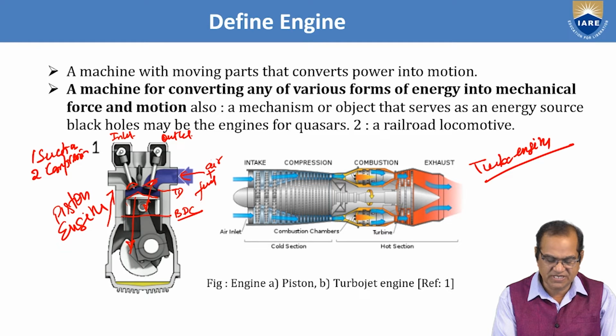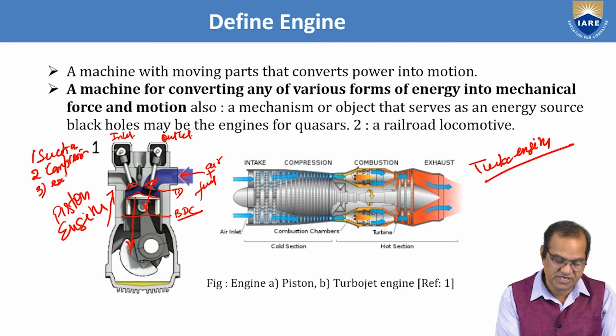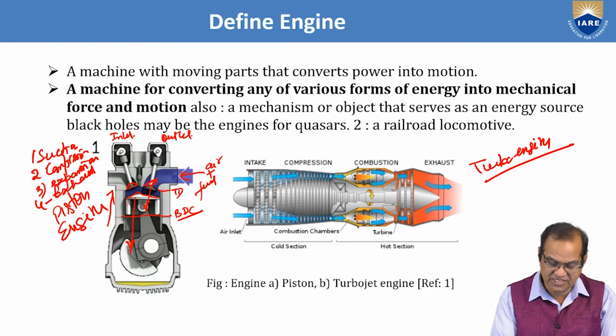After compression, the fuel will burn at the TDC. Third one is the expansion, in which all the valves are closed. Fourth is the exhaust. In that, this valve will open. This is the exhaust valve.